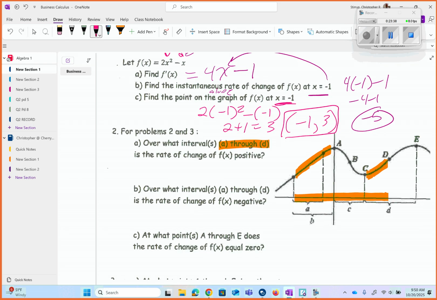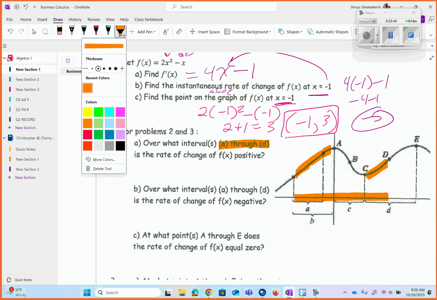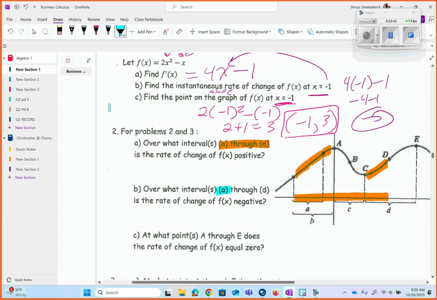So where is it positive? It's positive on the orange. Now, where is it negative? It's negative here, and that's the only place it's negative. So we're talking about intervals, but we don't really have numbers to go off of on this graph. And it says, at what points A through E, now we're doing the capital letters, is the rate of change equal to 0?